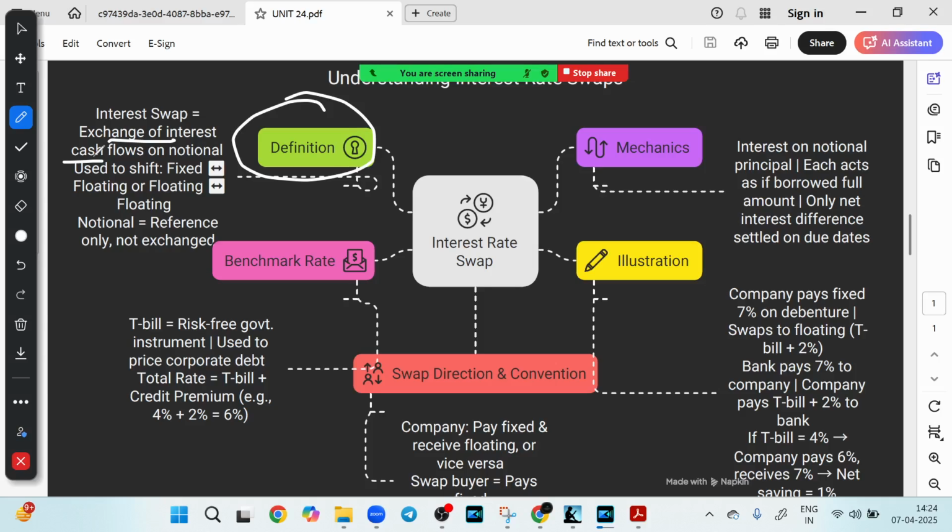Now, if you talk about swap and conversion, there is something called swap buyer, who pays fixed, and there is something called swap seller. So who receives fixed? A company may pay fixed and receive floating, or vice versa, depending on their risk profile and their rate outlook.